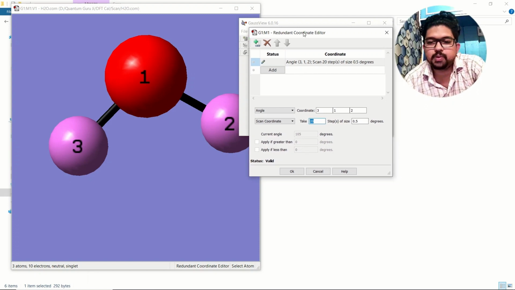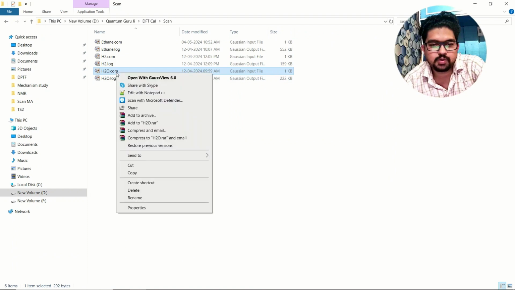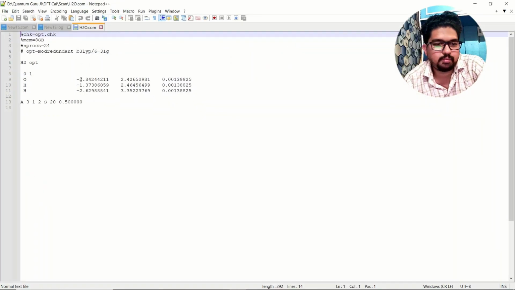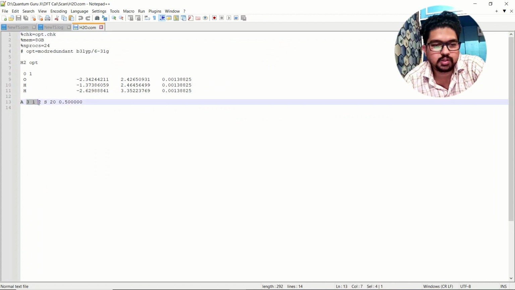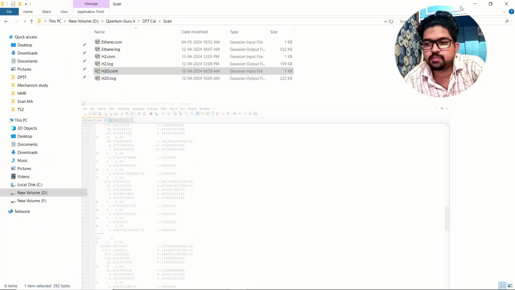So from the initial angle you have, it will increase by 0.5 degree each step, and then it will give you a plot of the energy. The other way is to do it manually. So this is your angle 312, the step size, and this is the degree of increment.